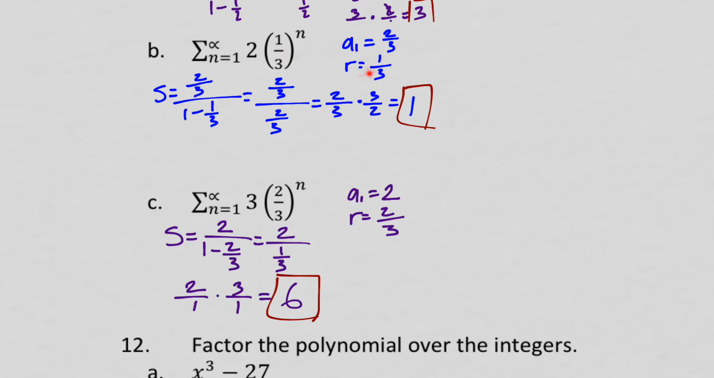R is the base, which is 1/3. I plug those into my formula, which is 2/3 over 1 minus 1/3. So it's 2/3 over 1, take away 1/3 is 2/3, because 1 is 3/3, right? 3/3 minus 1/3 is 2/3. And then what happens when you're dividing 2/3 over 2/3 is you get 1, right? If you have the same number in the numerator as you do in the denominator, you get 1. Or you could also think of it this way as 2/3 times the reciprocal of this, which is 3/2, and everything cancels, leaving you with just 1.